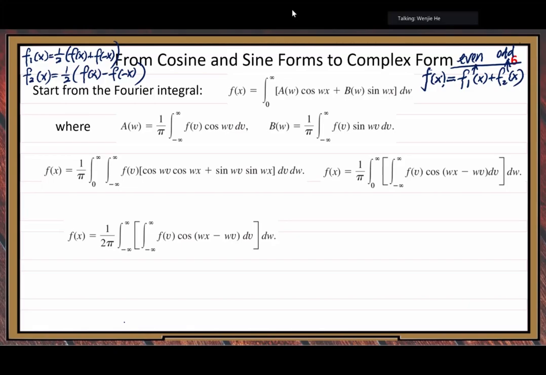You can see, first we extend the outer integral limits from the half axis to the full axis, right? But when we extend to the full axis, we double the integration value, right? So we need to divide it by half: 1 over 2 pi, not 1 over pi.